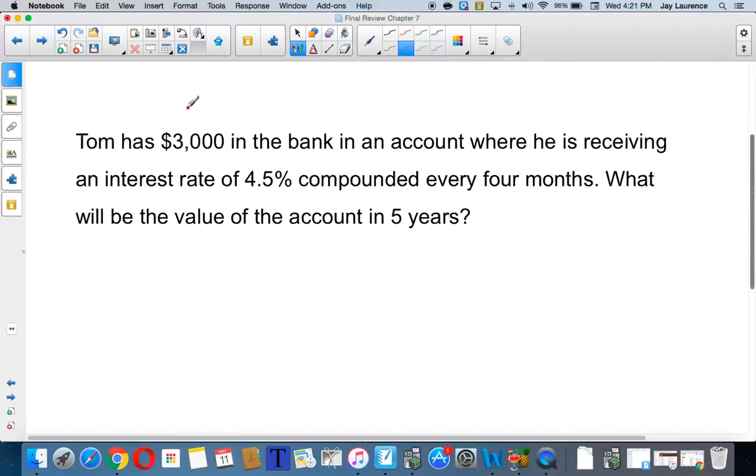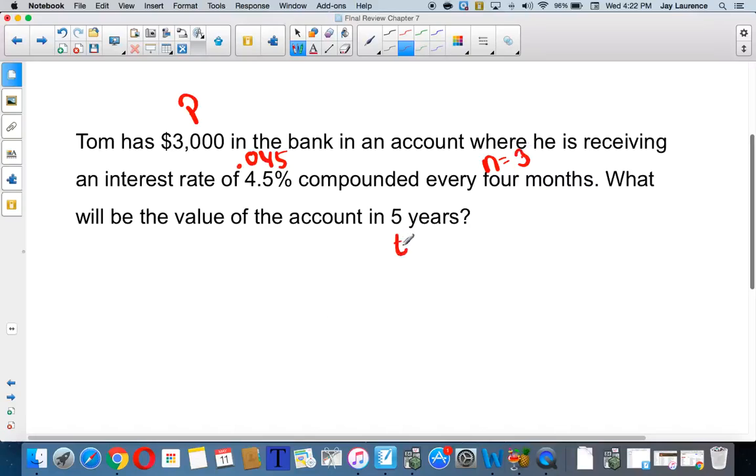Okay, so Tom has $3,000 in the bank. That's the principal, that's P. In an account where he's receiving an interest rate of 4.5%. Remember, we want the rate as a decimal, so you have to divide by 100. Compounded every 4 months. If I compound every 4 months, N is 3, because every 4 months would be 3 times a year. It's not 4. It's only happening 3 times a year. What will be the value of the account in 5 years?